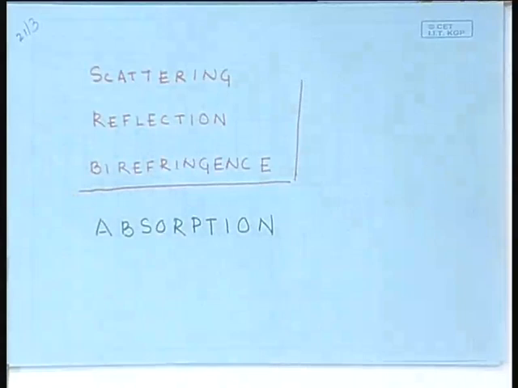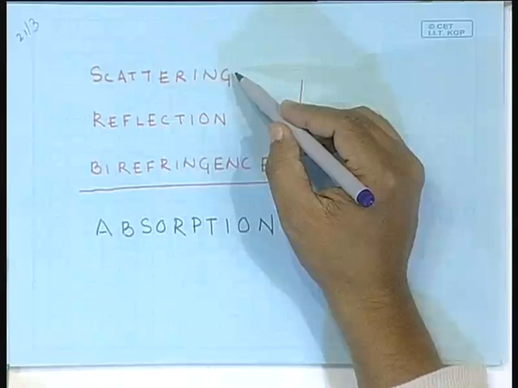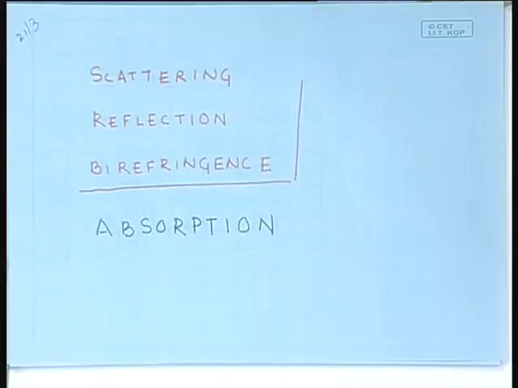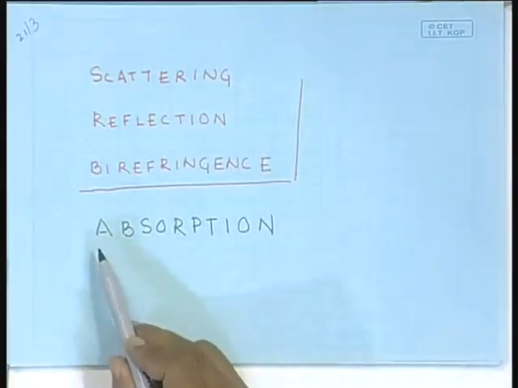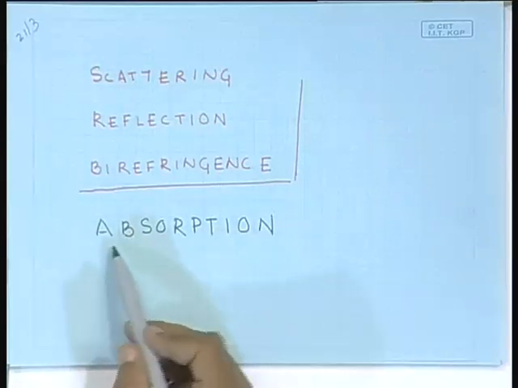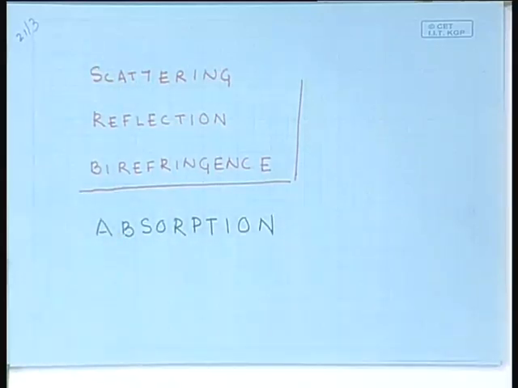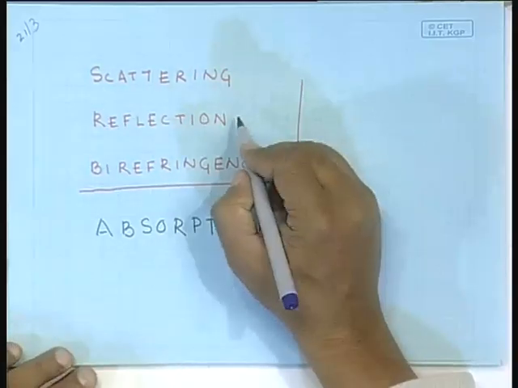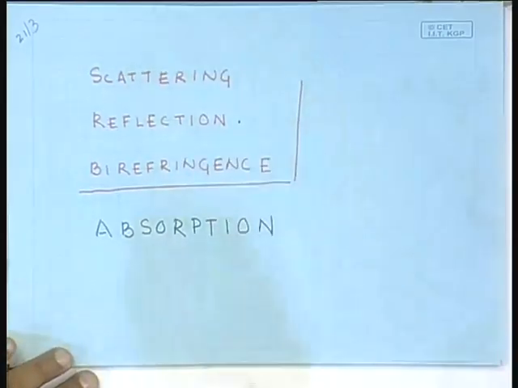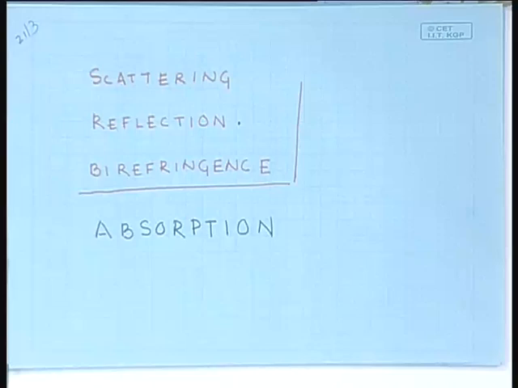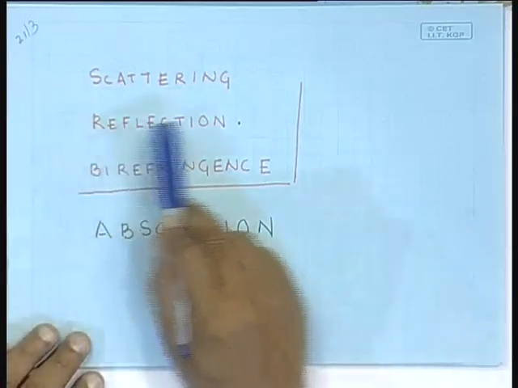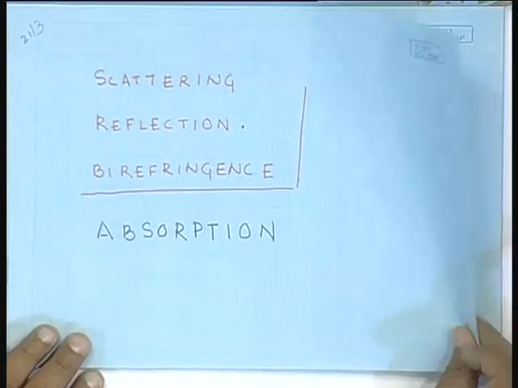So, we have discussed two of the methods by which we can generate polarized light. We have discussed how scattering generates polarized light, and we have also discussed how absorption, preferential absorption or dichroism, is used to generate polarized light. Let me now discuss a third method, reflection, how reflection can generate polarized light.